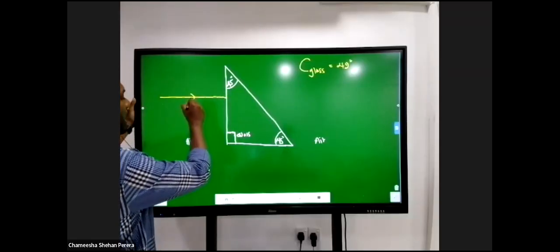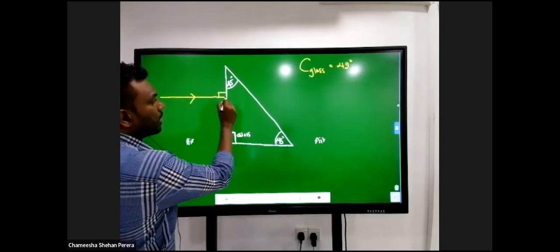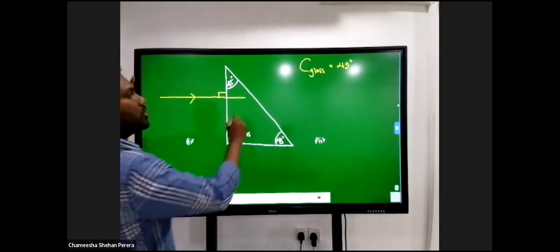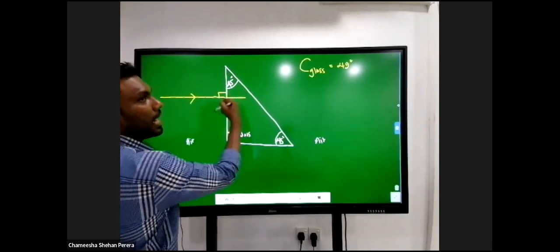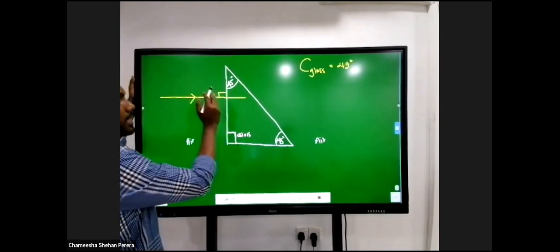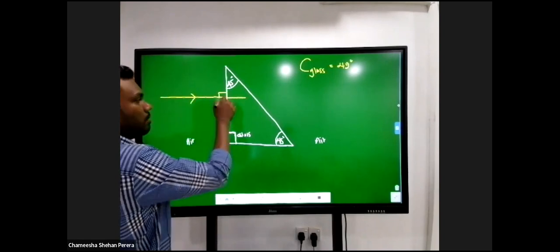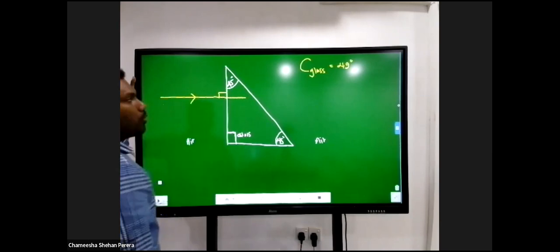It will enter the medium of glass without any refraction, because it's touching the interface perpendicularly, so there will be no refraction. It will just enter the glass. If there was a refraction, the pathway of the light ray would have changed. It did not change because the border between the two transparent media was touched perpendicularly. There's no refraction taking place.